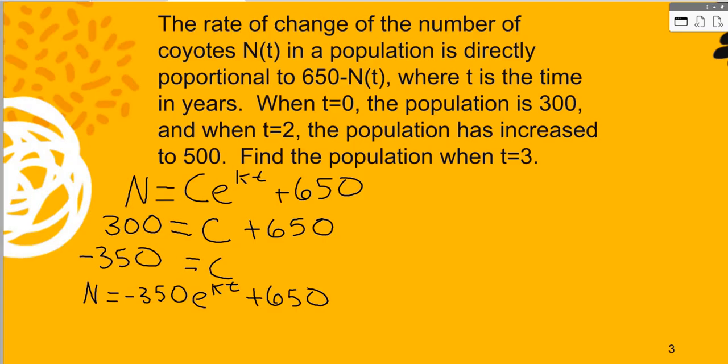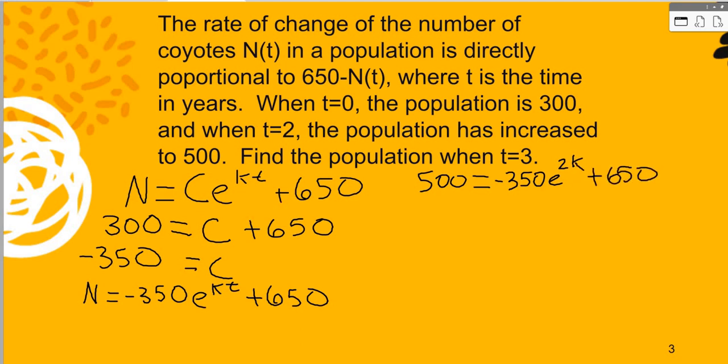So now what do we need to plug in to solve for k? What else do they give us? A different value of t. Yeah, what is it? Specifically t is 2 and n is 500. So I have negative 350 e to the 2k plus 650.